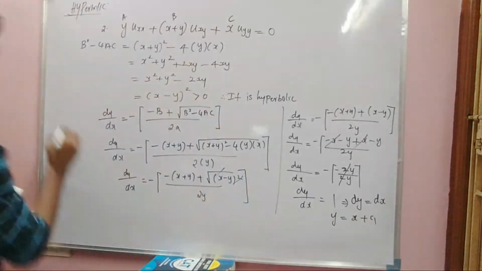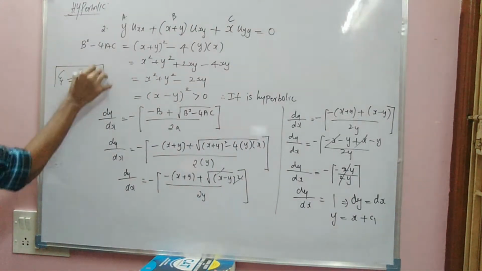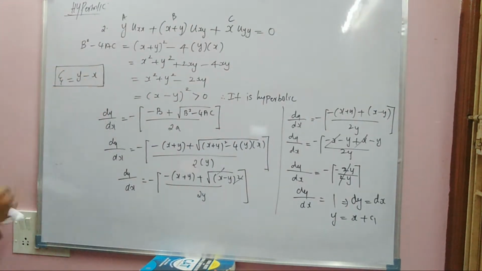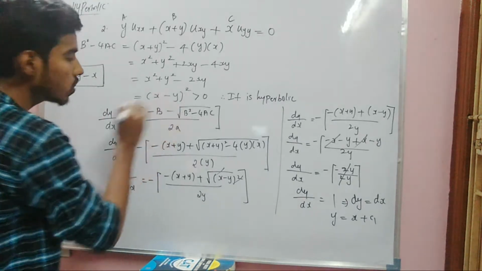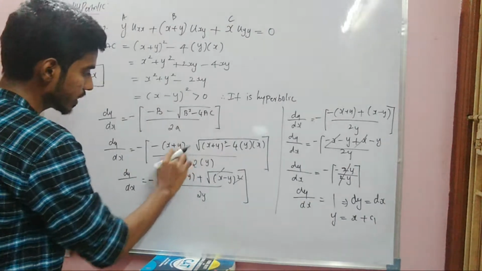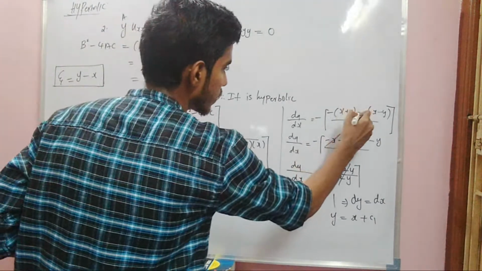So therefore what will be our theta? Our theta is y minus x. c1 is our theta. Now we need to find eta. For finding eta, you just have to change this to minus. So we change this to minus. Here you will have minus. Here you will have minus. Here you are going to have minus.